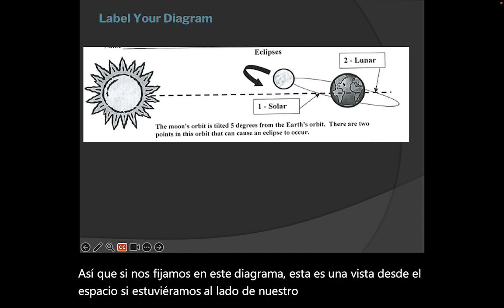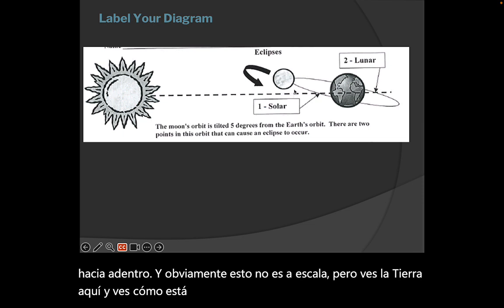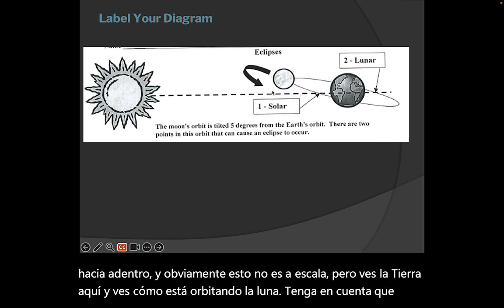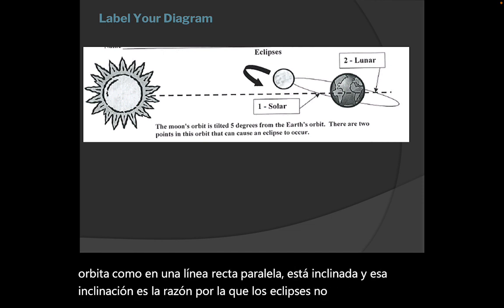And obviously, this isn't to scale, but you see the Earth here and you see how the moon is orbiting. Notice that the moon does not orbit us in a straight parallel line, it's tilted. And that tilt is the reason why eclipses don't happen every single month.